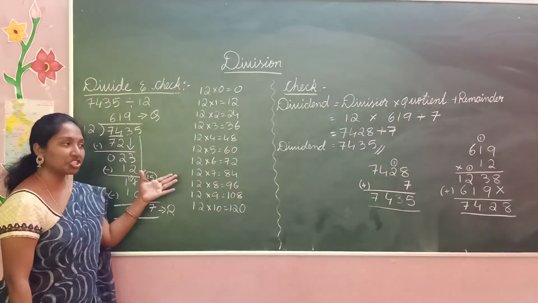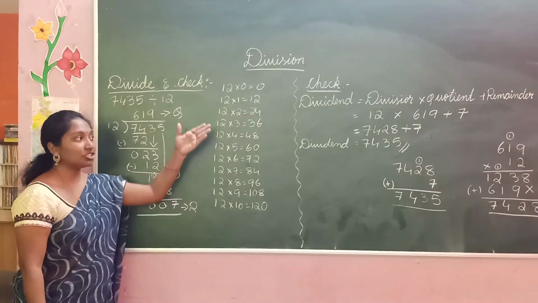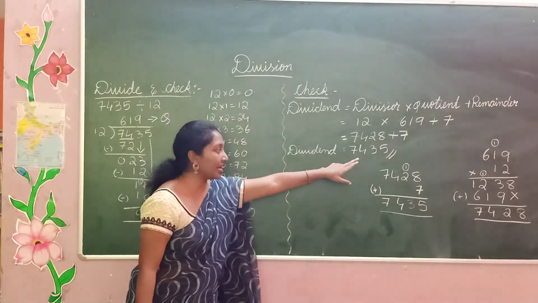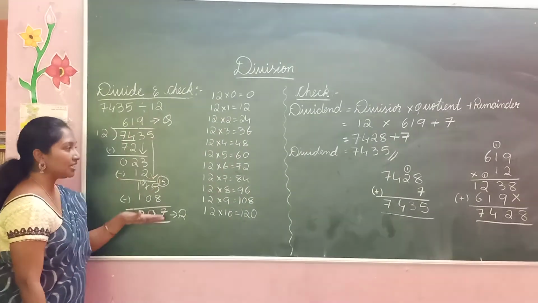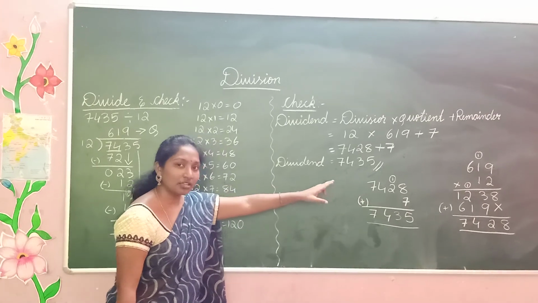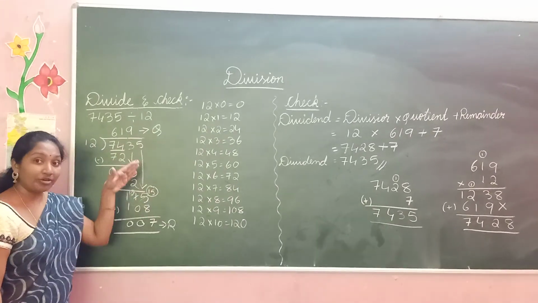Like this you have to check. After doing division you have to check the answer whether it is right or wrong. If you get the same dividend, the same number, that means your division is right. Suppose you are getting a wrong answer, where you are not getting the dividend, that means you did something wrong somewhere. You have to do it again.